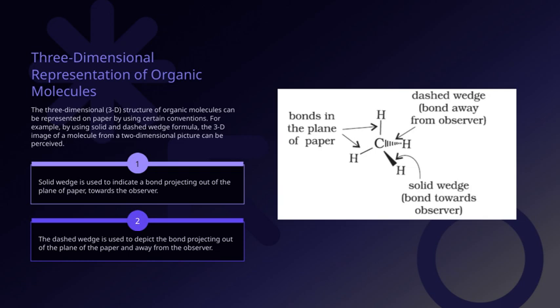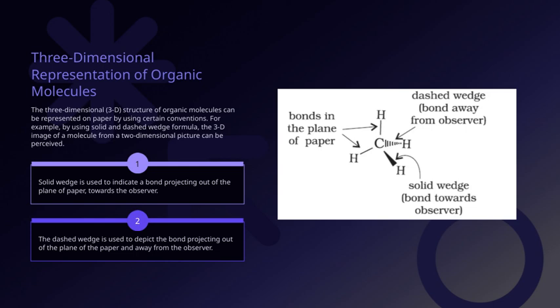The dashed wedge is used to show a bond projecting out of the plane of the paper and away from the observer. In contrast, the solid wedge indicates a bond that is projecting out of the plane of the paper towards the observer. By using these conventions, solid and dashed wedges, we can effectively translate a 3D image of a molecule into a two-dimensional drawing.